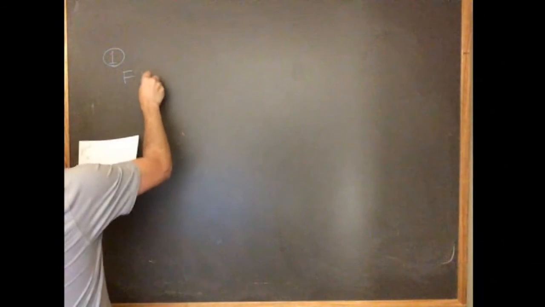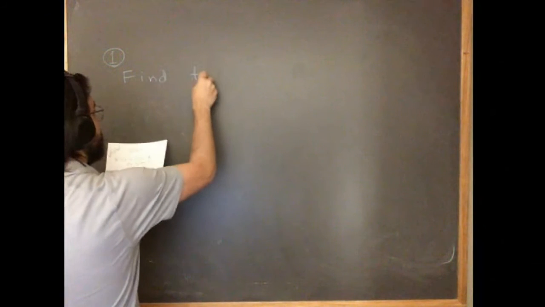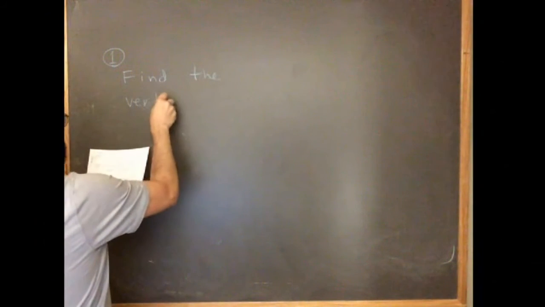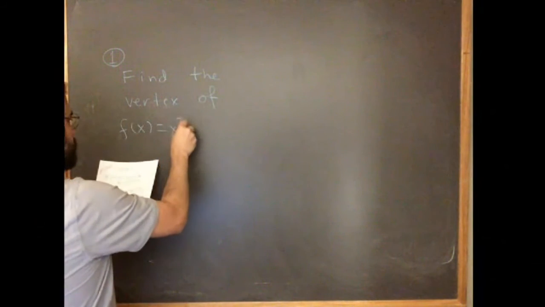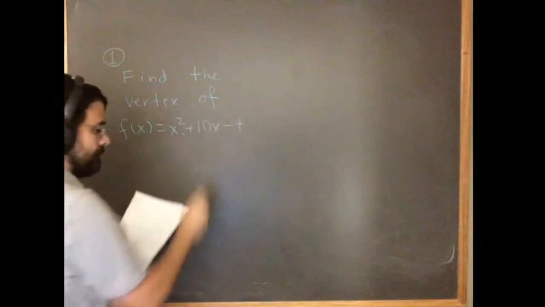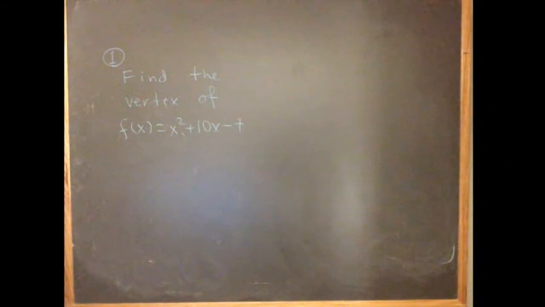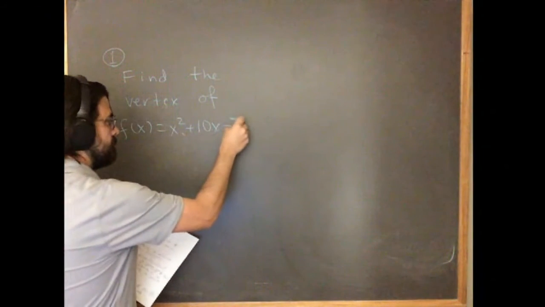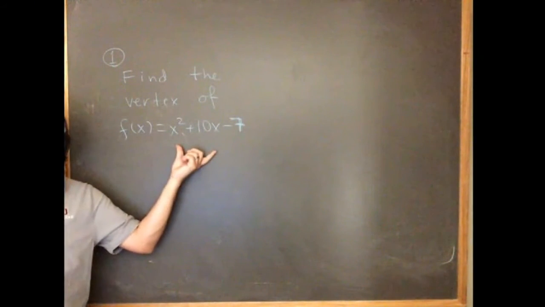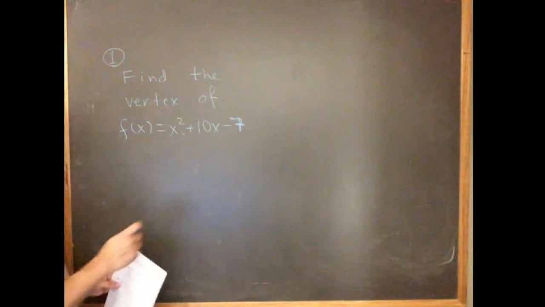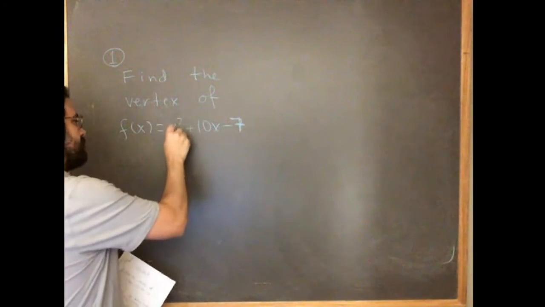So the first question we'll have on this quiz is related to finding the vertex of a polynomial. I'm sorry, of a quadratic. So here, your first question is find the vertex of f of x is equal to x squared plus 10x minus 7. Okay, so that's a minus 7. And again, the vertex is going to have an x value and a y value, and you need to find both, right? So it's an ordered pair. And you can think about it also as the turning point.